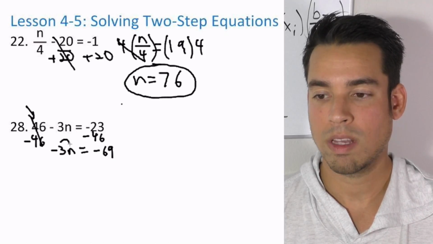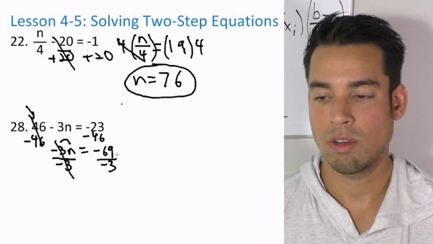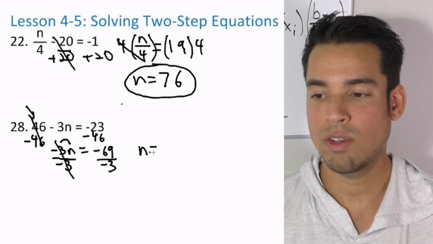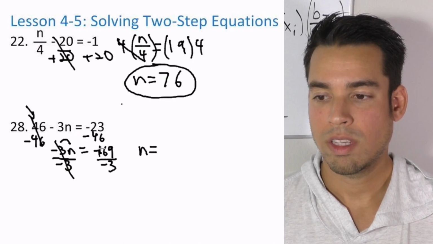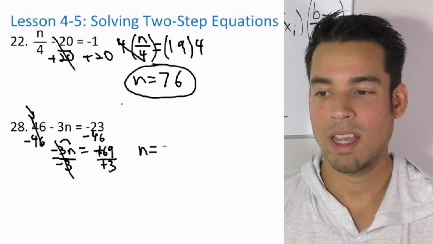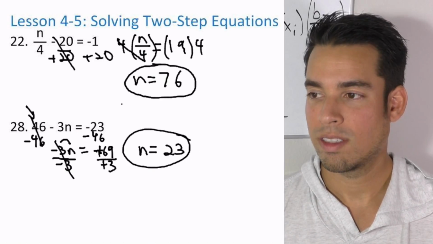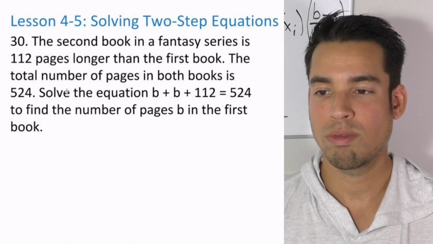Now the last step, we get rid of that -3. Since it's multiplying here, we're going to divide by -3 on both sides. That goes away. N equals, double negatives cancel out to a positive. What's 69 divided by 3? Mental math. That gives us a nice 23. And that one is done.